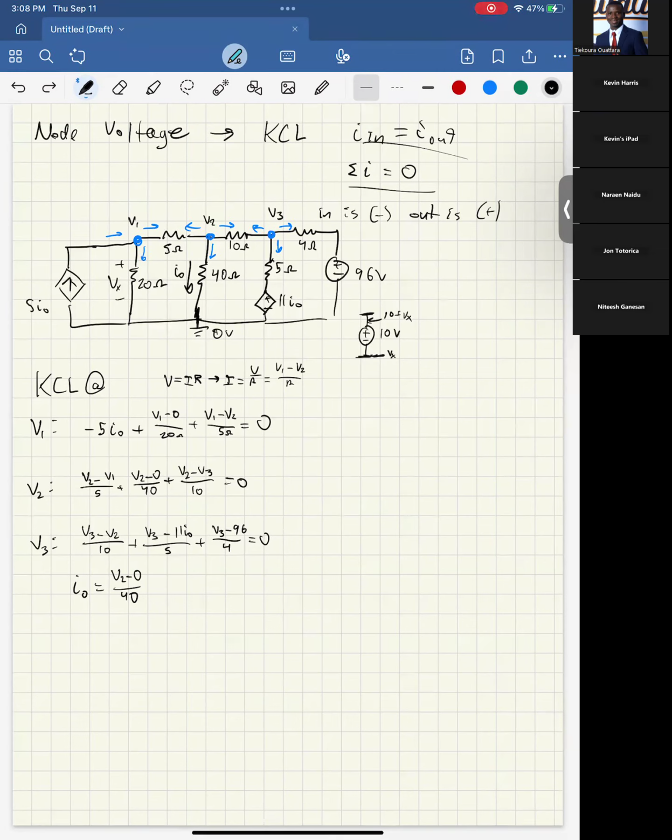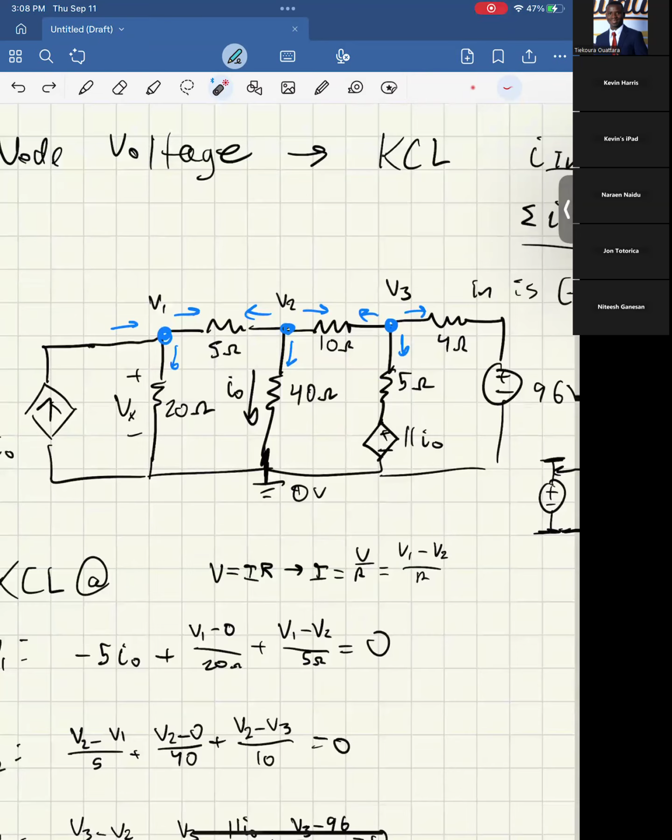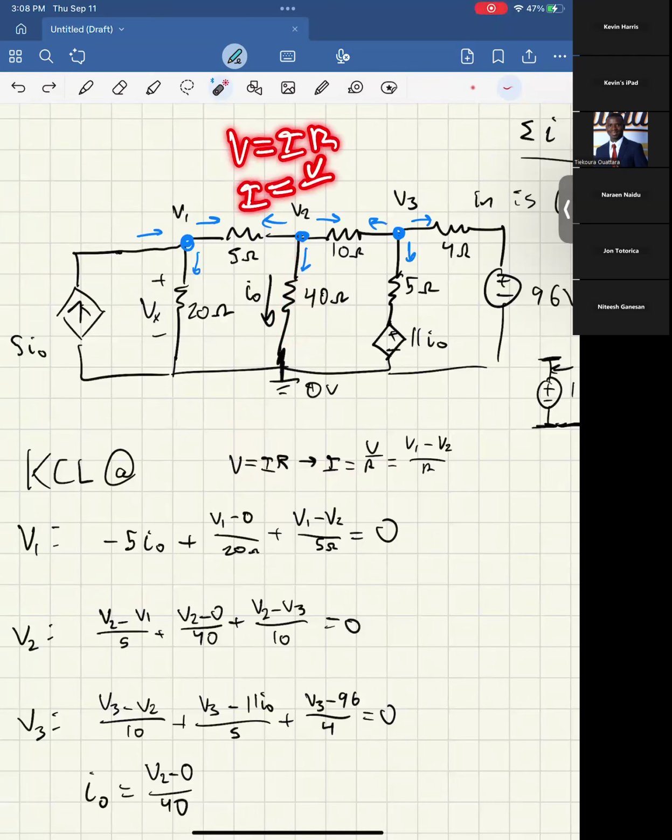Excuse me, can you please go over where you got the formula for I naught again? Oh, yeah. So in this circuit, I naught was defined as this current, right? And so for the current through this part of the circuit, remember V equals IR, this tells you that I equals V over R.